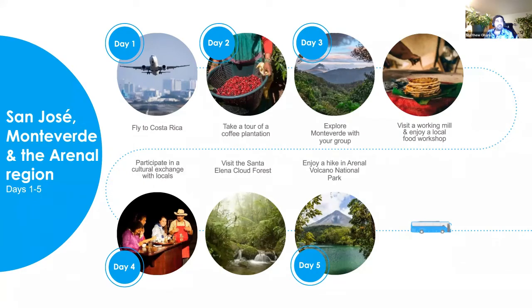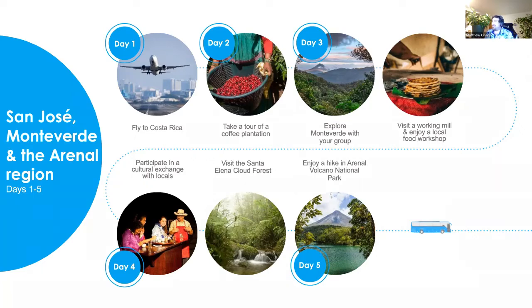We're going to participate in a cultural exchange with the locals, visit the Santa Elena Cloud Forest, and enjoy a hike in the Arenal Volcano National Park. Arenal Volcano is this huge cone volcano. Imagine Mount Fuji in Japan, looks exactly like it.